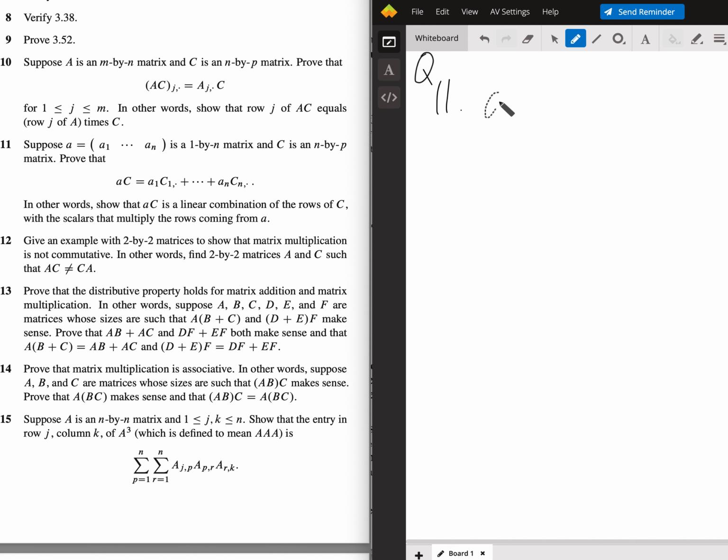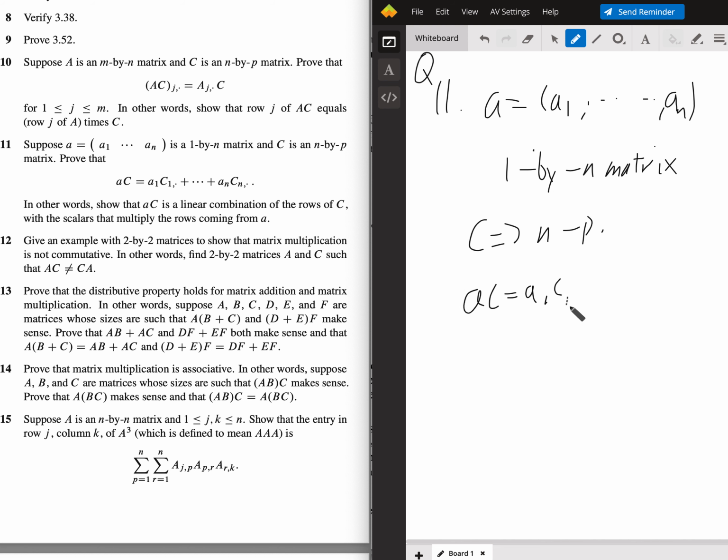So consider this. A is a 1 by n matrix, which means it's a row vector, and C is an n by p matrix, and show this is true. When you look at this, you just think, well, this seems very clear cut, exactly what's going to happen, right?